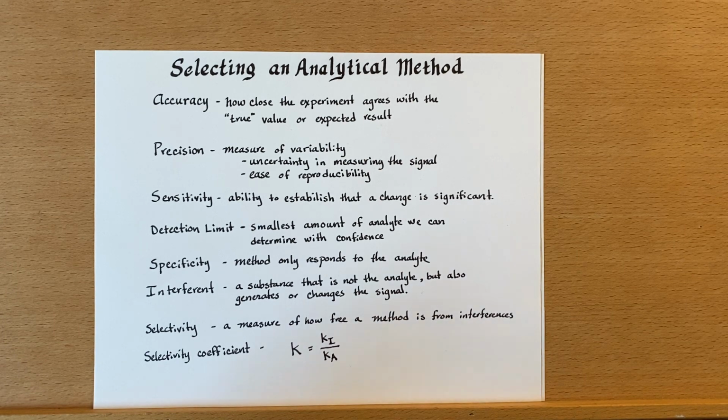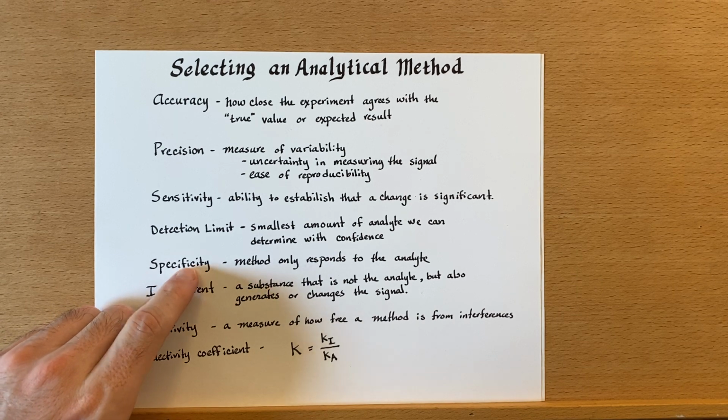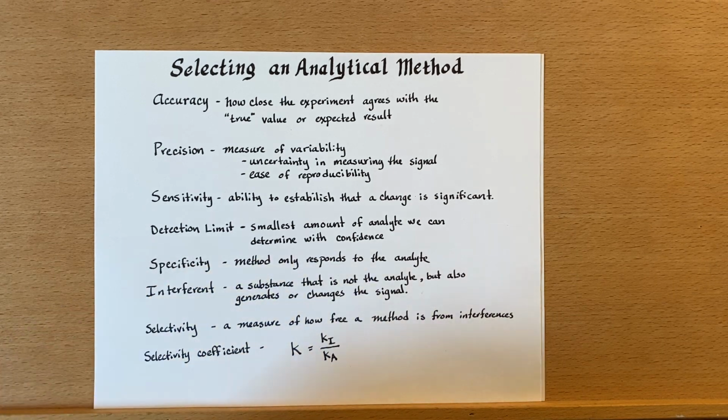This also lowers the detection limit because a higher sensitivity will mean a lower detection limit. I'll probably try to draw a graph at some point to illustrate this. Now, specificity. We would like a method to be specific, that is, only respond to the analyte.